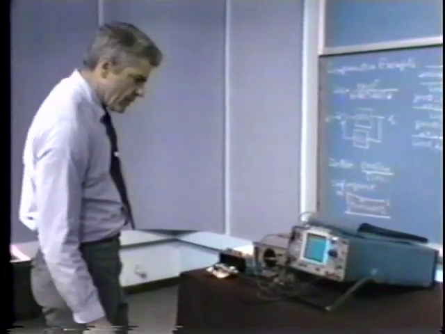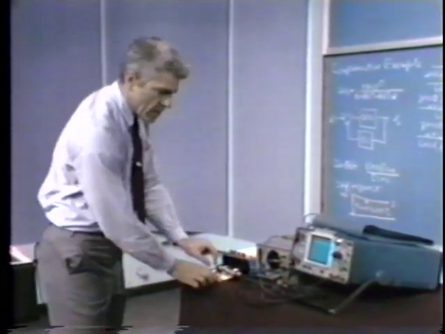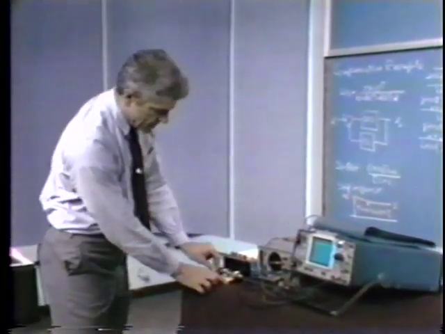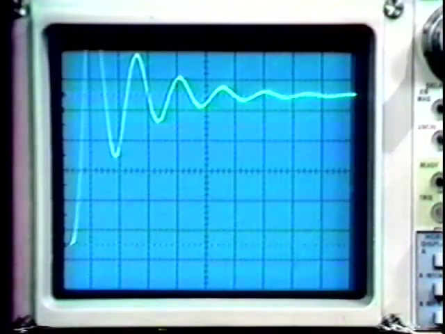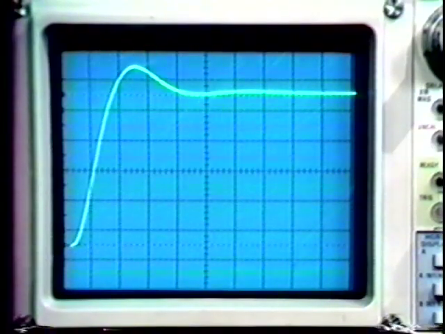Here again, we have the lead compensated response. Let me take that out. We get our original uncompensated, highly oscillatory response. Now let me put in lag compensation by effectively shunting the RC network that we talked about between the input terminals of the amplifier. And once again, we get a very well-damped response.